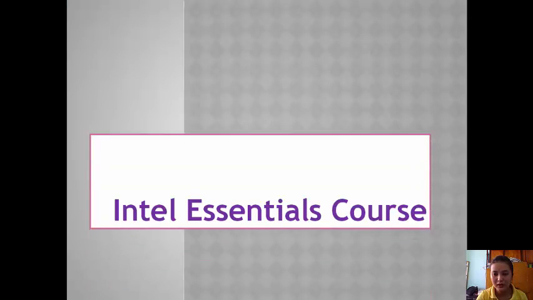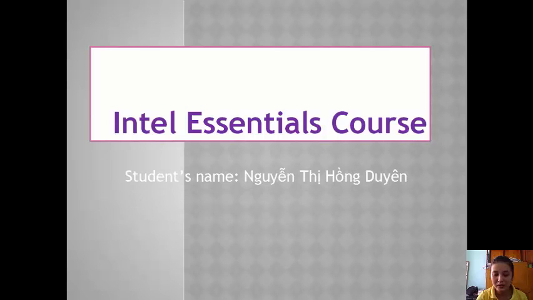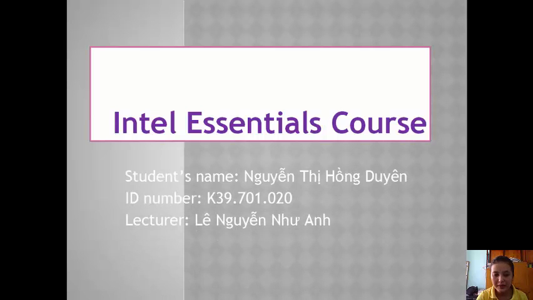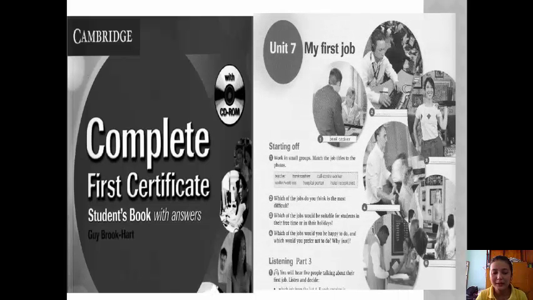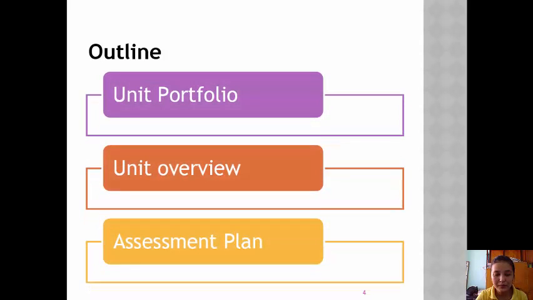My name is Nguyen and I am in the class of Mr. Nguyen, and today I made this presentation to give you some general information about the unit portfolio. My course book is Complete First Certificate, and I want to teach my students Unit 7, My First Job. My presentation will cover three sections: the unit portfolio, the unit overview, and the assessment plan.